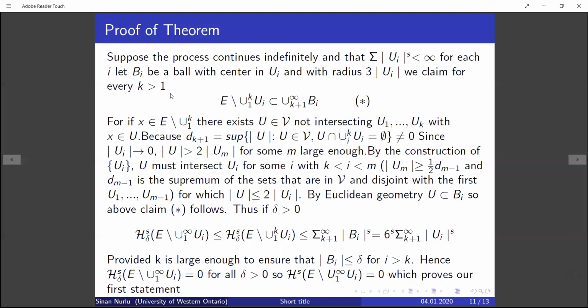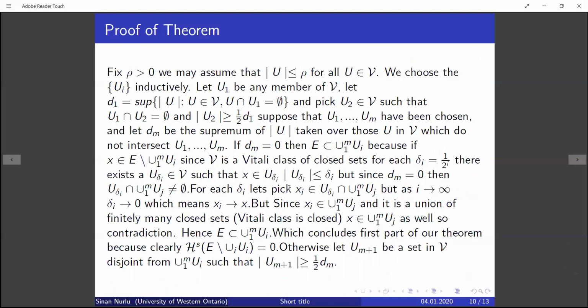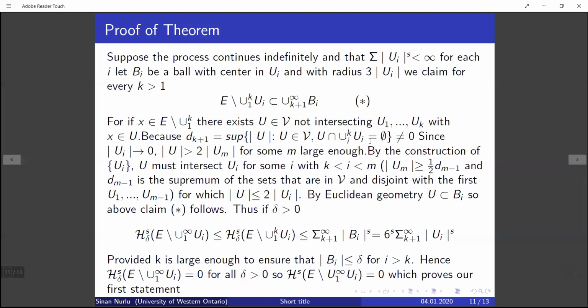So first, let x be in this side. Let x be in E minus the union of ui's from 1 to k. So then there exists a u that does not intersect any of these. The reason is, if there was not a u such that it does not intersect any of these elements, it means our sequence would terminate at the k plus 1th step. So it would be a finite sequence, and we would be returning to this part, and then we would be done again. But we assumed it continues indefinitely, so such a u exists.